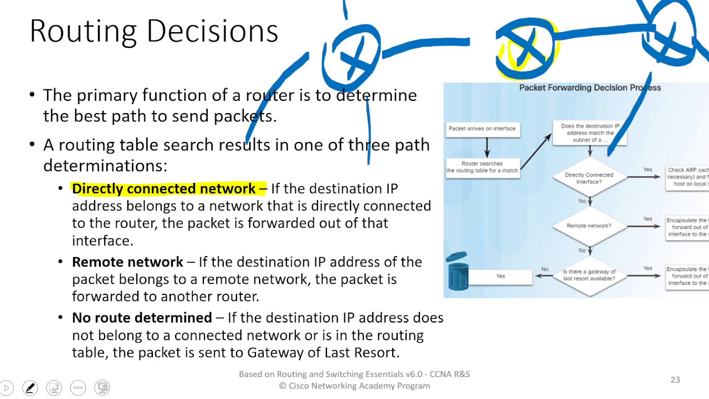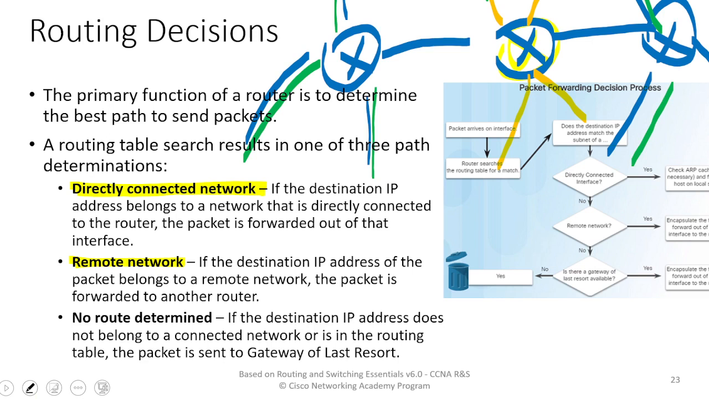Those ones we will identify as remote networks. The directly connected networks are the ones that are directly connected to the router that we are discussing. The remote networks are the ones that are connected to the routers that are connected to this router.